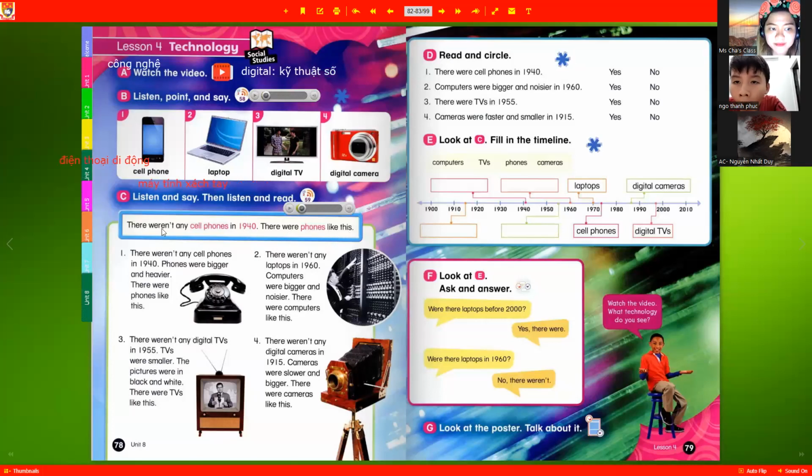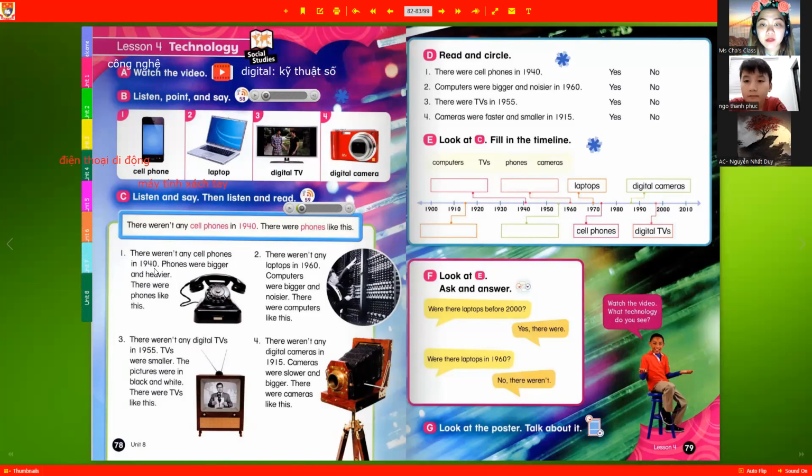There weren't any cell phones in 1940. There were phones like this. There weren't any cell phones in 1940. Phones were bigger and heavier. There were phones like this. Heavier. There were phones like this. All right. Number 2.